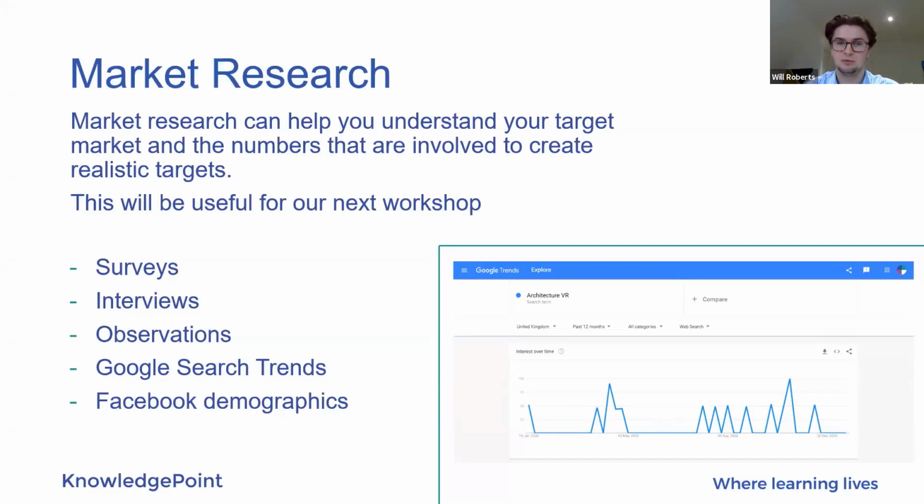Surveys are quite easy to do at the moment with SurveyMonkey. If you do have a client base, you can ask them questions of how did they find you? What brand interactions do they have? Google search trends can be very useful for pay per clicks, as well as Facebook demographics for promotions. So this is all about just getting the numbers for what you need to do, set yourself reasonable targets when you're doing marketing.